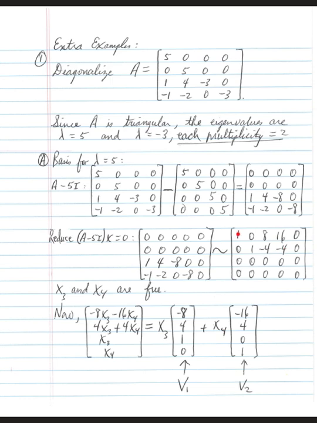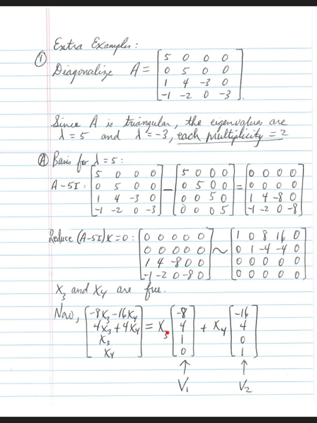If you look at x1, it is equal to -8x3 minus 16x4. And I put that in the top row of our solution vector. x2 is equal to 4x3 plus 4x4. And I put that in the second row. Since x3 and x4 are free, you just relabel them in rows 3 and 4 respectively.